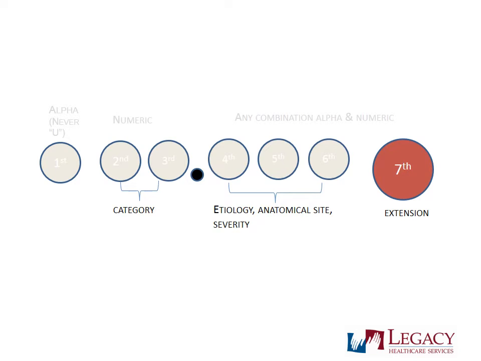Now, about that 7th character. The 7th character is an extension that provides information about a patient encounter. Not all codes require a 7th character. Codes that describe injuries often require a 7th character to indicate whether the injury is being addressed for initial treatment or as part of ongoing treatment.